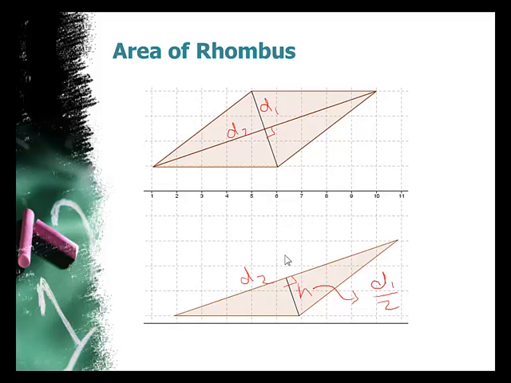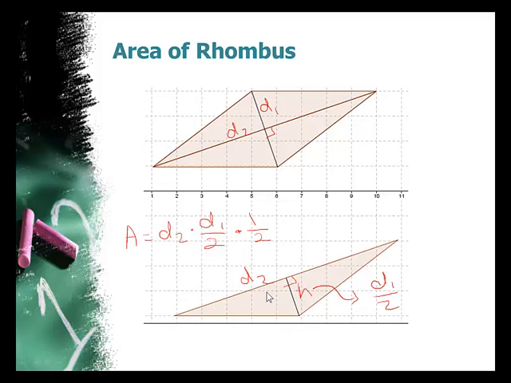Well, if I wanted to find the area of this triangle, the bottom part, I would say area equals base, which is diagonal 2, times the height, diagonal 1, all over 2. And then I have to multiply all that by 1/2. That's the same effect as dividing by 2.